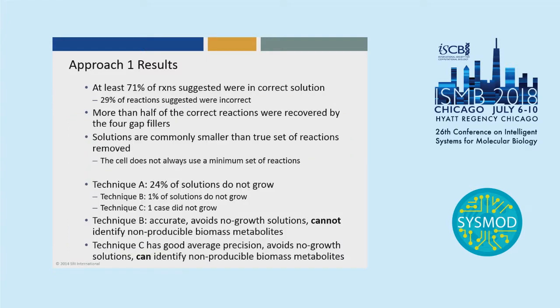So to summarize these results, what we found was that overall, at least 71% of the reactions that were suggested were correct, were originally removed, but that means 29% of the reactions suggested were incorrect. And also, more than half of the correct reactions were recovered by the 4 gap fillers.